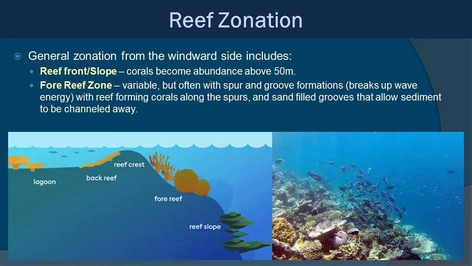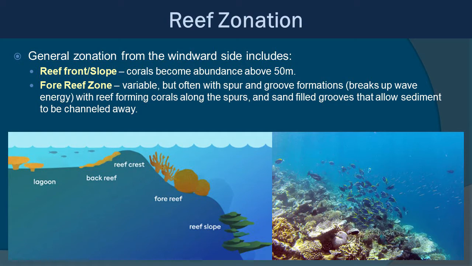Investigating reef zonation allows us to get a better idea of what's going on within a reef tract. And it generally starts with what we call the reef front or slope. And this is where corals start to become abundant above 50 meters. And this is, of course, facing the wider open ocean. So this is where big waves and swells are coming in.